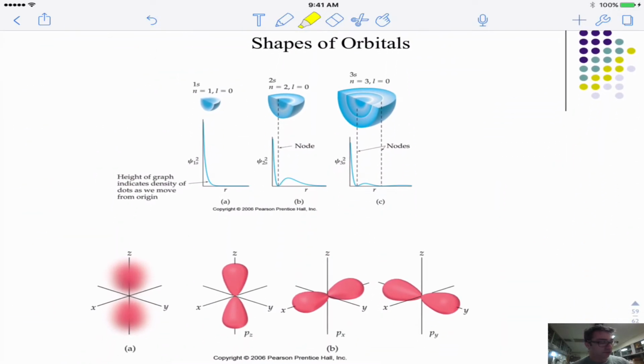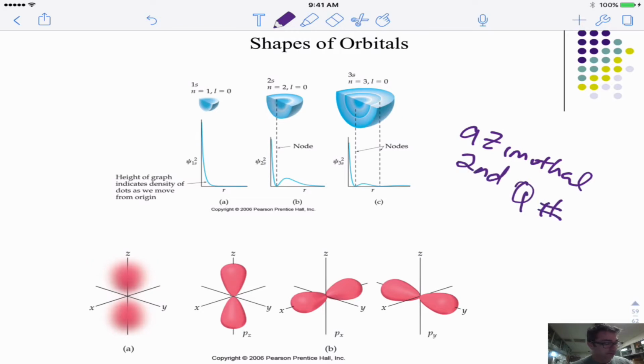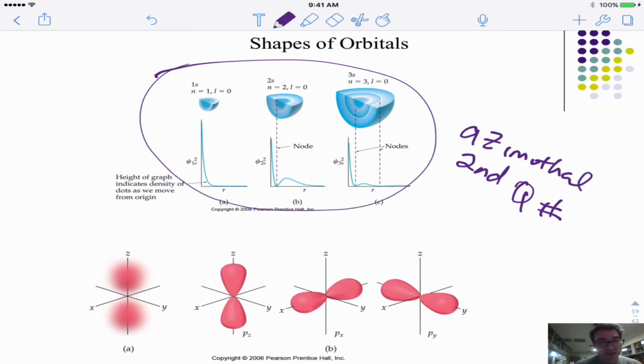Now, the shapes of the orbitals, these are based on what's known as the azimuthal or secondary quantum number. You can see that the s orbital is a sphere. 1s is the smallest, 2s is larger, 3s is larger. You can graph the probability of finding the electron and the distance from the nucleus. And you can see most of the electrons are really close. Just like we talked about in the previous video, there's a node here where you won't find an electron, and then here's my 1s over here, my 2s over here.